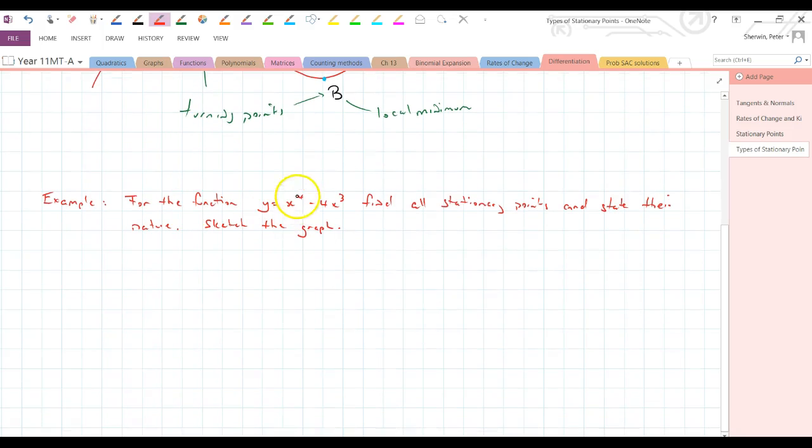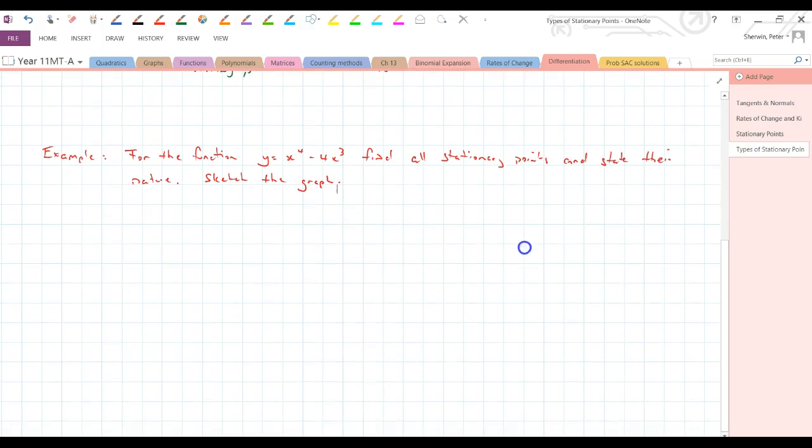For the function y equals x to the power of 4 minus 4x cubed, find all stationary points and state their nature. Then we're going to sketch the graph. Okay, so we're after stationary points. That's a trigger for us to find the gradient function. So dy/dx equals 4x cubed minus 12x squared. Okay, so that's the gradient function. For stationary points, we make that equal to 0, because we know that at stationary points, our derivative function is equal to 0.